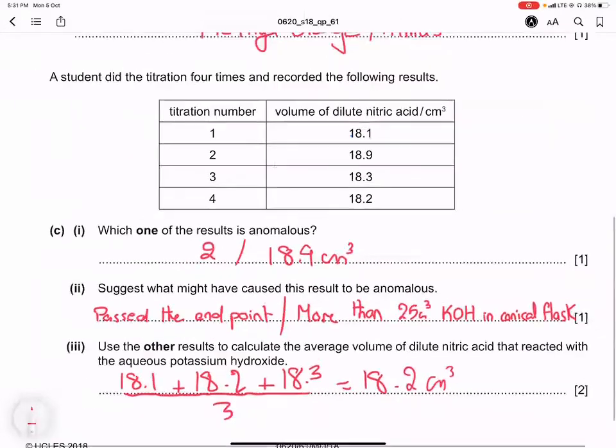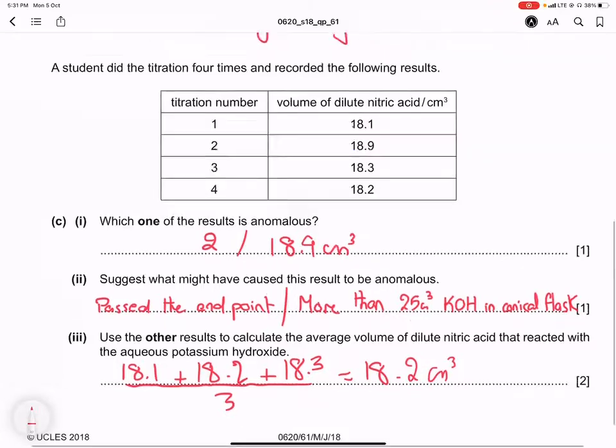The student did the titration 4 times and recorded the volume of dilute nitric acid needed, which is sometimes called the titer volume. C I, which one of the results is anomalous? Anomalous means that it's odd. It's not going with the rest of the results. The result that seems wrong. It's result number 2, of course, 18.9 cm³. Since 1 is 18.1, result 3 is 18.3, result 4 is 18.2. The only one that went way beyond the endpoint was 2.